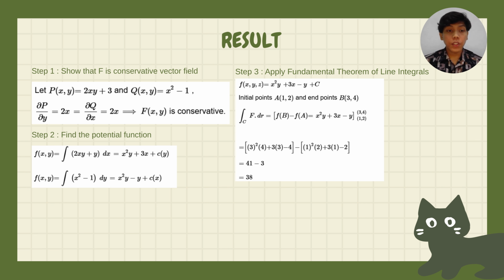From the potential function that we gained, which is x²y + 3x − y, we substitute the initial point A and endpoint B into the function. As you can see from the calculation, we get 38 for the total work done by the field as the drone moved from C1 to C2. So that's all for question 1.